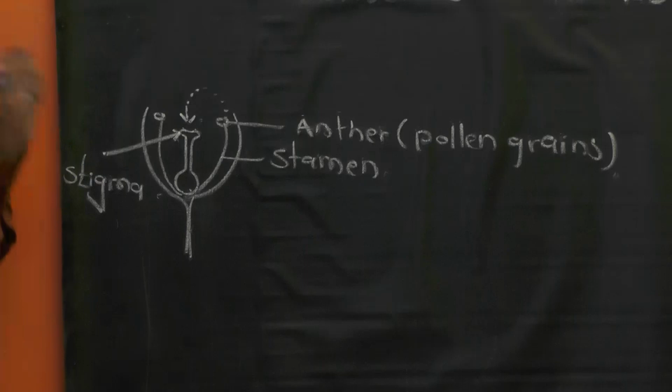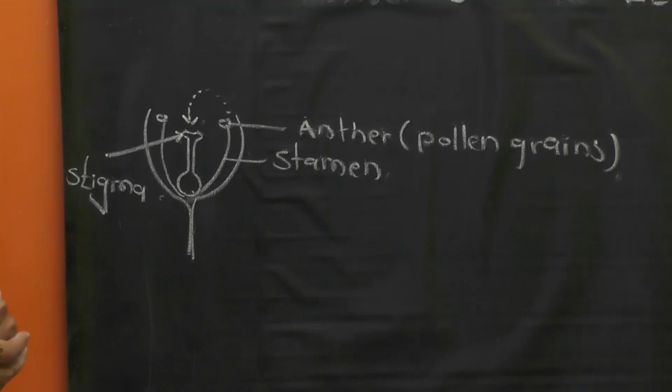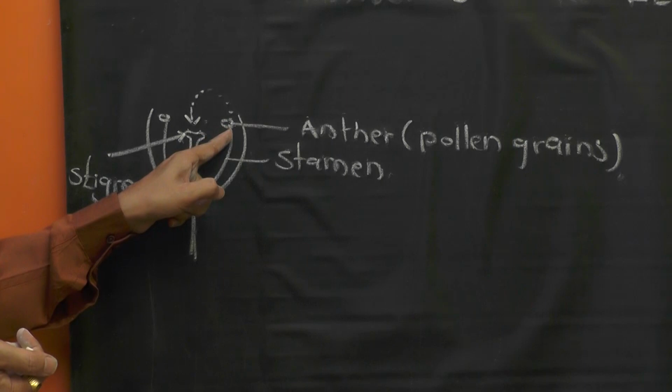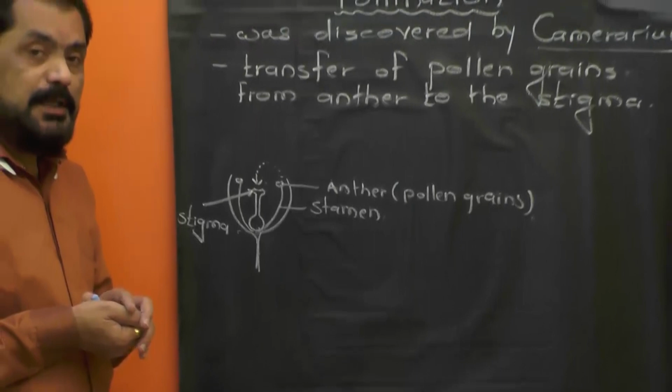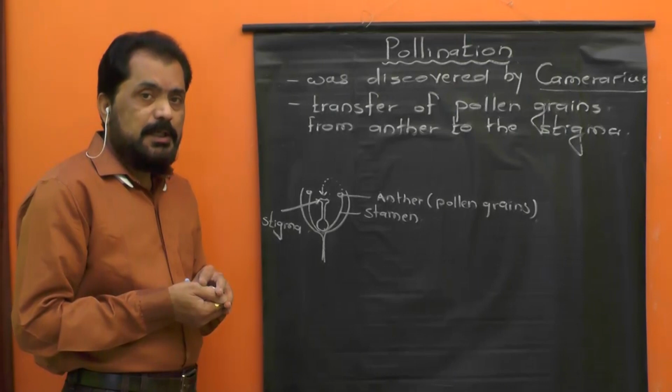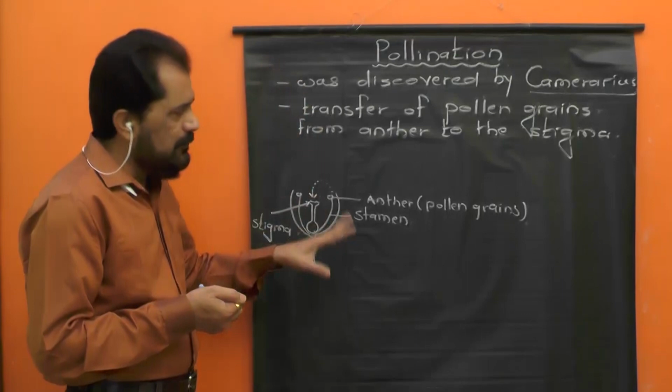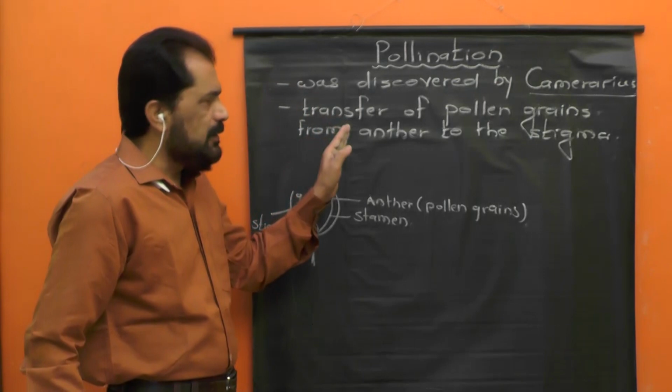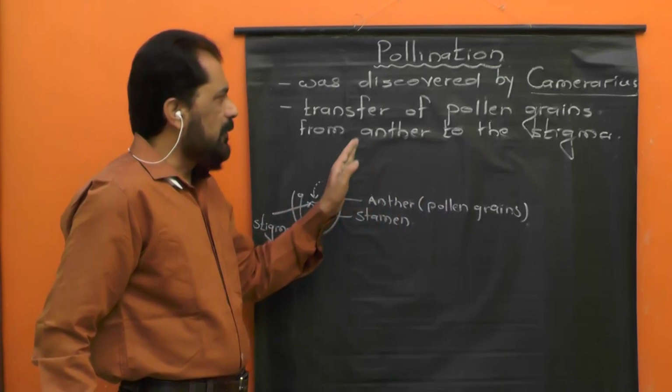We can elaborate this definition: transfer of pollen grains from anther to the stigma of the same flower or maybe another flower, maybe of the same plant, maybe of another plant. All those details we shall study slowly in the same topic. But temporarily, just remember that pollination is simply the transfer of pollen grains from anther to the stigma.